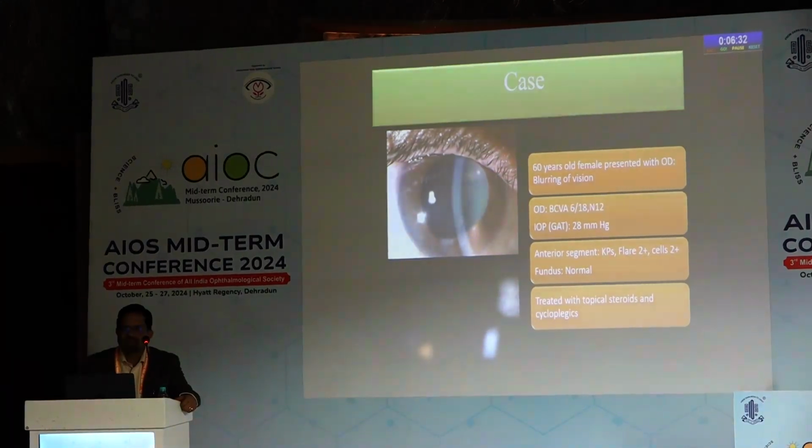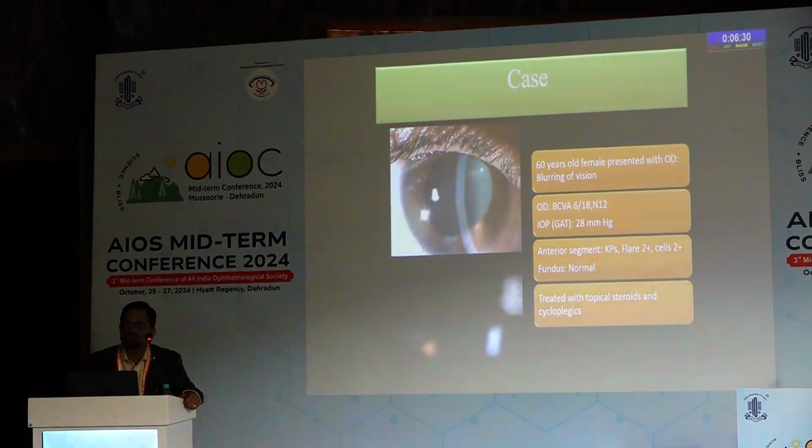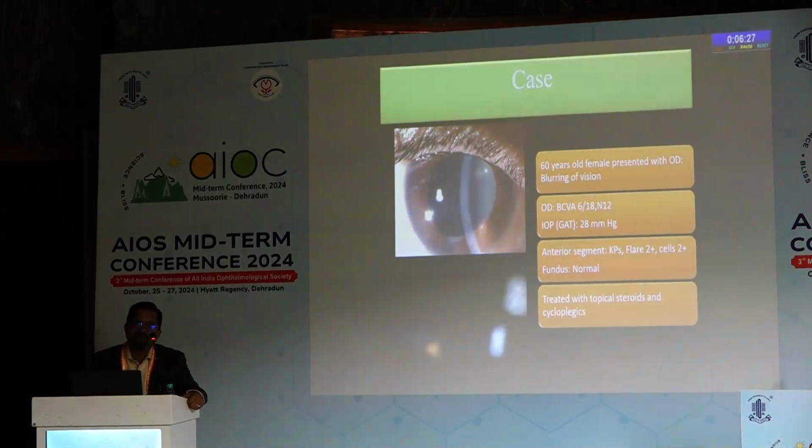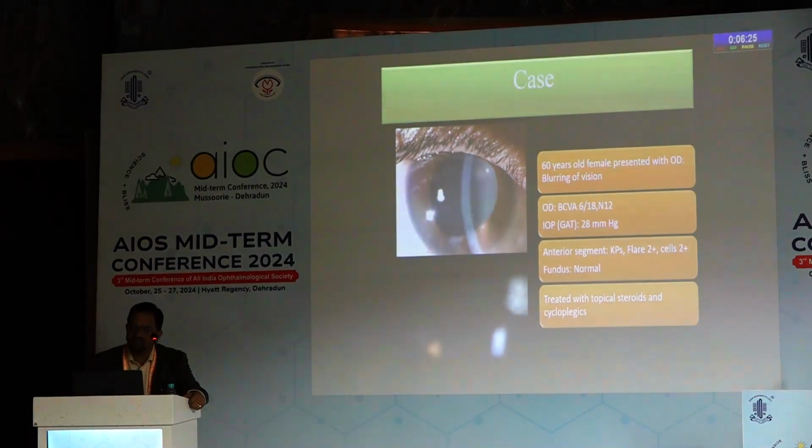It was a case of a 60-year-old female who presented with diminution of vision in the right eye. Her best corrected visual acuity in the right eye was 6/18, and the IOP was 28 millimeters of mercury. On anterior segment evaluation, KPs were noted, with flare 2 plus and cells 2 plus. In the general OPD, the patient was treated with topical steroids and cycloplegics, but turned up after 3 days with increased inflammation of cells 4 plus and flare 4 plus. So the patient was referred to the department of uveitis.